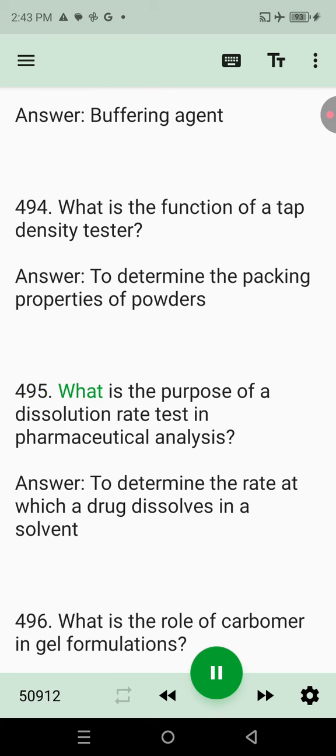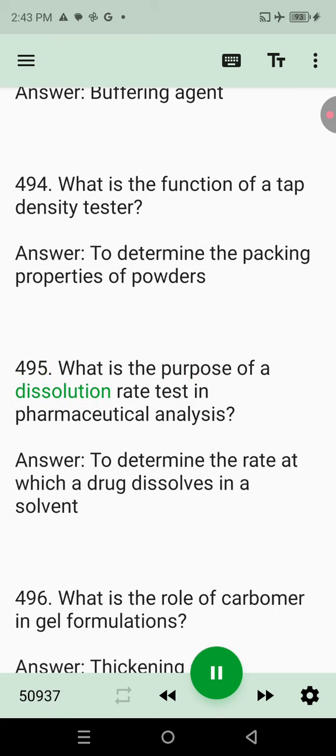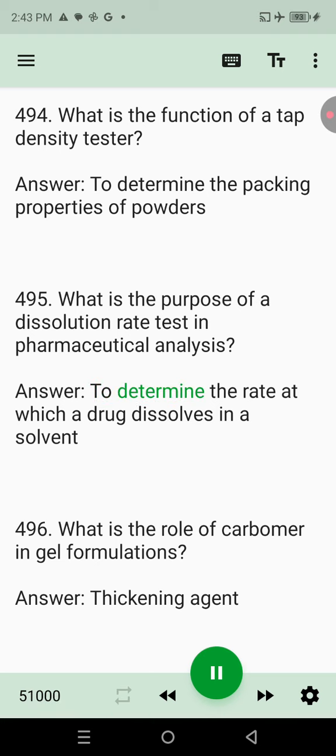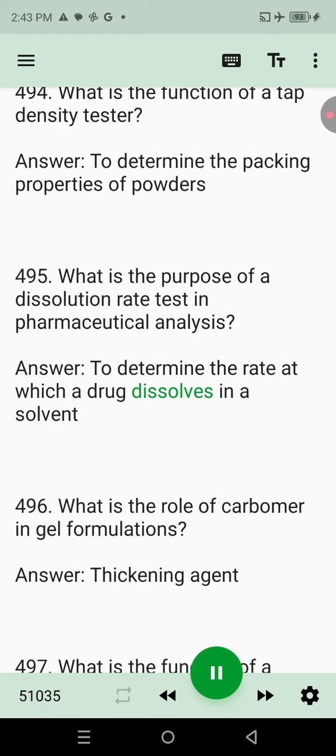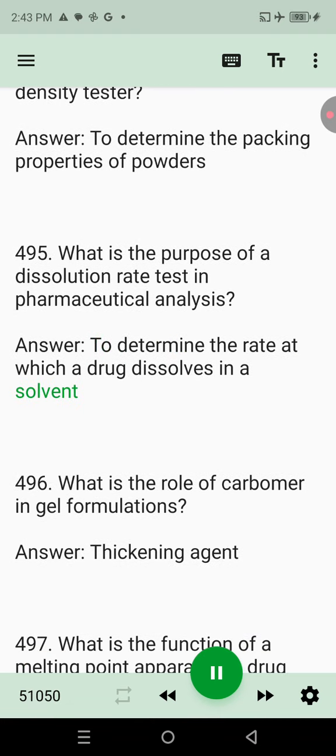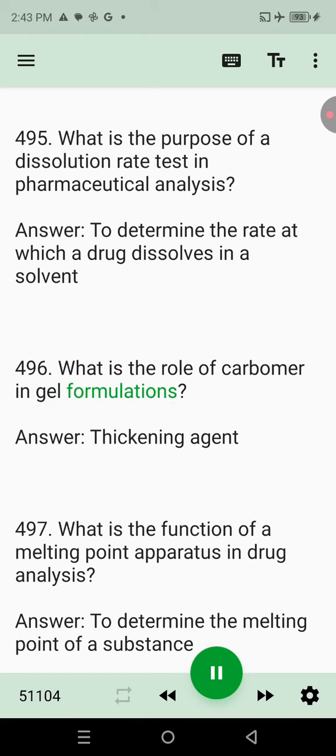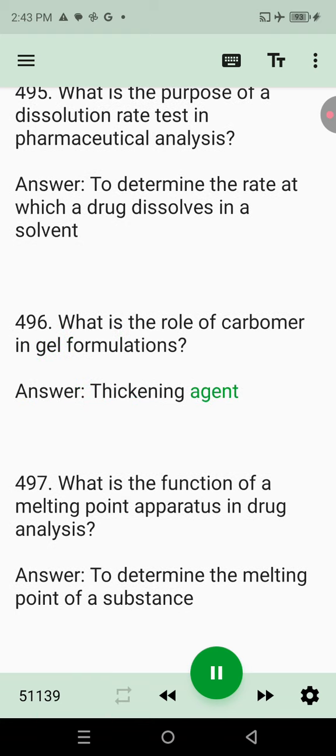495. What is the purpose of a dissolution rate test in pharmaceutical analysis? Answer: to determine the rate at which a drug dissolves in a solvent. 496. What is the role of carbomer in gel formulations? Answer: thickening agent.